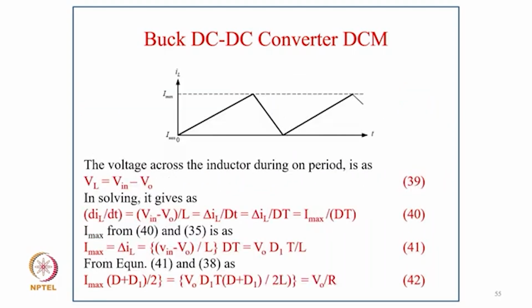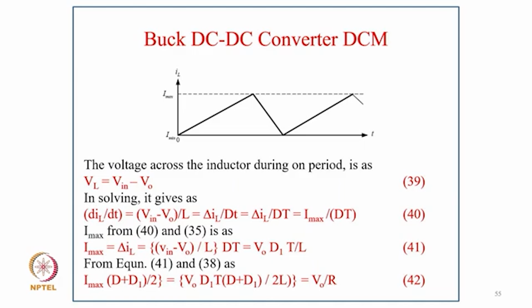And you can see the waveform, how it really goes even for the boundary condition, but in discontinuous conduction it is even more so, with a lower inductor, and certainly the current becomes zero much earlier. So the average voltage across the inductor during the on period is VL equal to Vin minus Vo, and solving it, dIL upon dt equal to (Vin minus Vo) divided by L, or delta IL divided by dT. It is delta IL upon dT equal to Imax upon dT. So Imax equals delta IL, which is (Vin minus Vo) by L into D T, or Vo D1 T upon L from the same triangle.